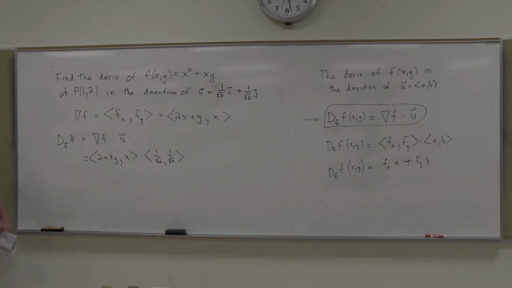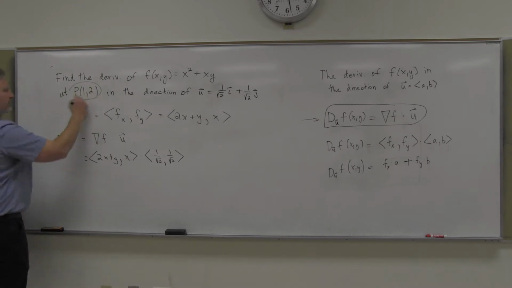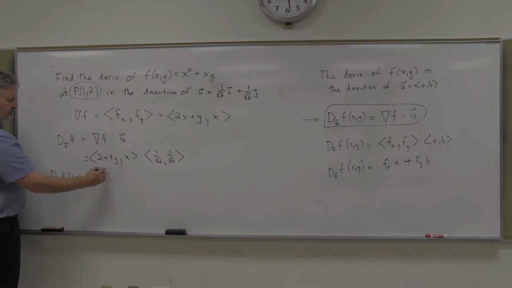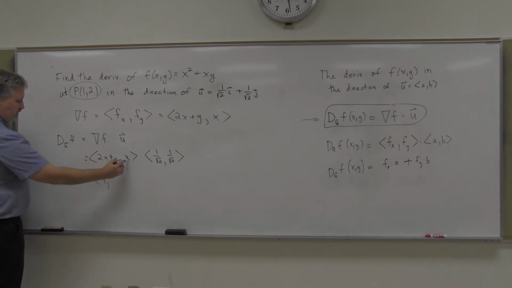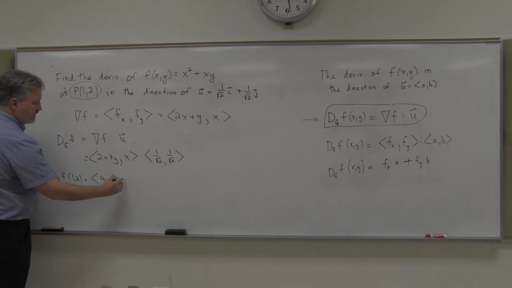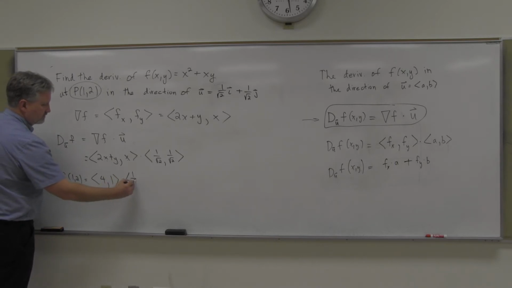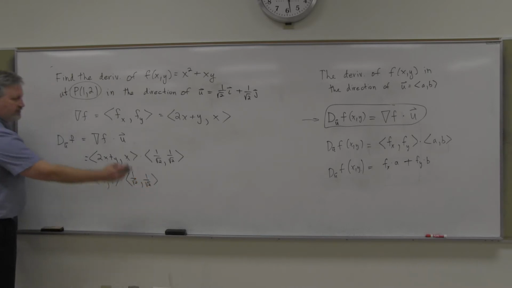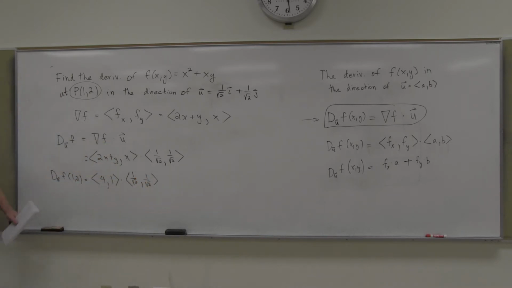Instead of multiplying them out, since I wanted to evaluate at (1, 2), it's probably easiest to just go ahead and plug those in and then dot them. So x is 1, y is 2, so that'd be 4, and x is 1, so it'd be (4, 1) dotted with (1 over square root of 2, 1 over square root of 2). You can do either way you want to: do the dot product, then plug in the numbers, or plug in the numbers, then do the dot product.